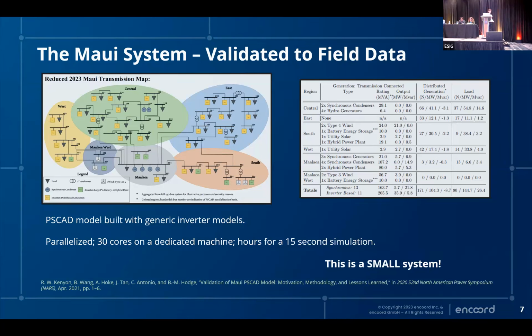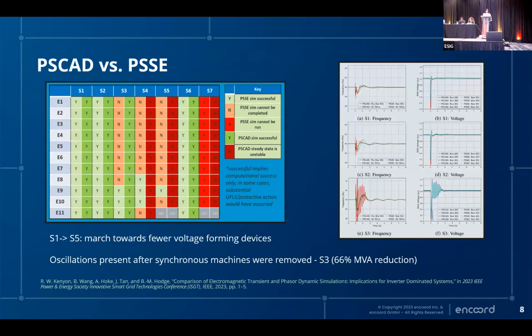But I would like to emphasize that even though this model was parallelized on 30 cores with a dedicated machine, it still took hours to run a 15-second simulation, 3 hours. It's a very long amount of time if you're trying to assess the stability of your system.